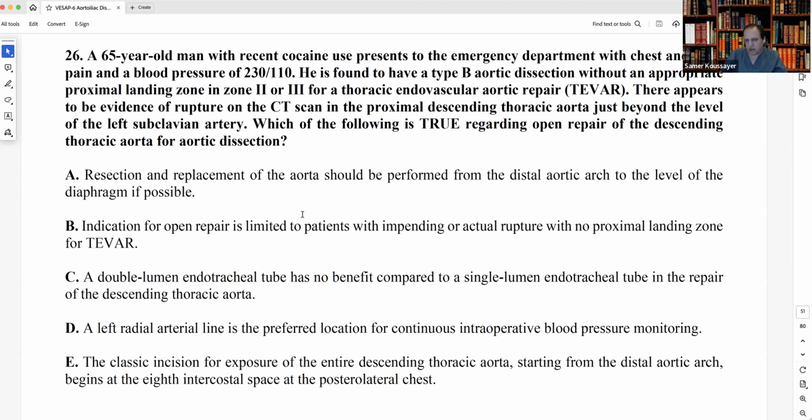Do you know what the difference is between ECMO and left heart machine? It's very important. You have to know that. The cannulation place.